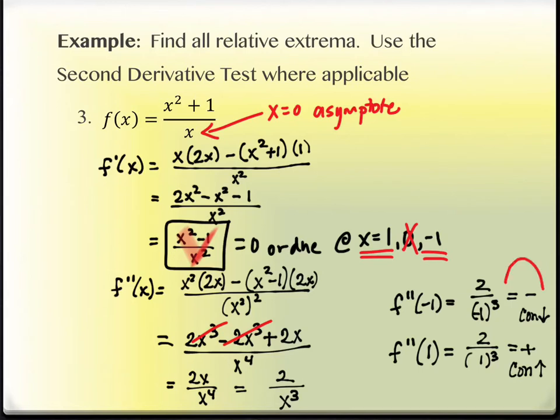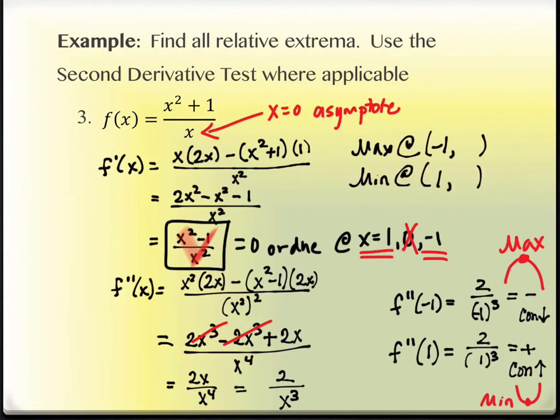Let me draw my picture. This means that I have a max. And since x is 1 is a critical point and it's concave up, it means that I have a min. So what I actually found out without doing a sign chart is that I have a max at -1 something. We'll figure it out in a second. And I have a minimum at 1 something. And I didn't find it out with a sign chart. I found it out with a second derivative instead.